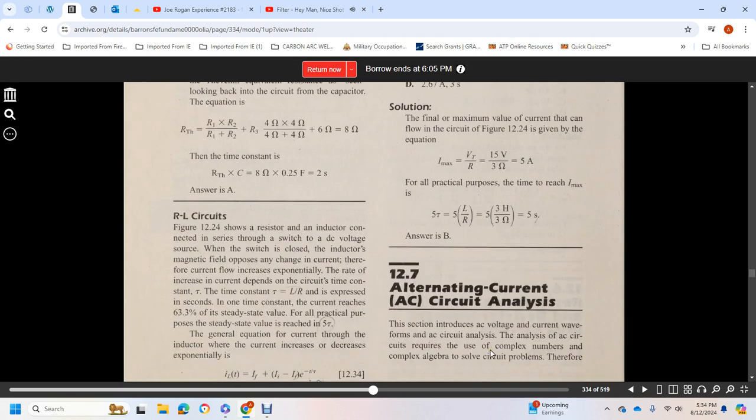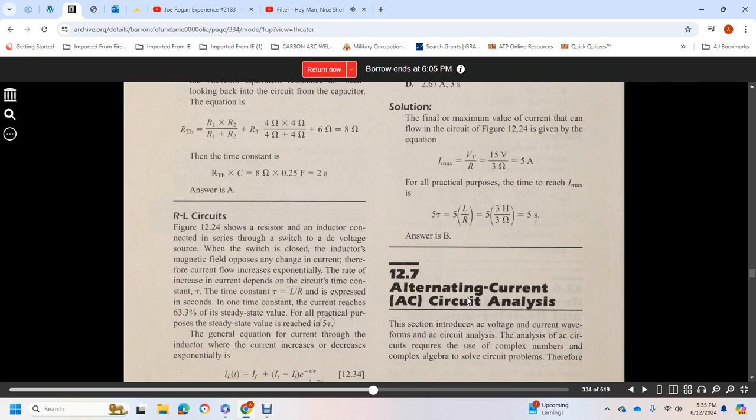Alright, RL circuits. Figure 12.24 shows an inductor connected with a switch to a DC voltage source. When the switch is closed, the inductor's magnetic field opposes any change in the current. Therefore, the current increases exponentially, at a rate dependent on the circuit time constant, which is the inductance over the resistance, expressed in seconds.